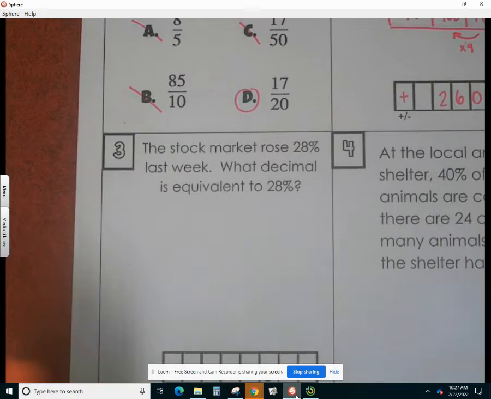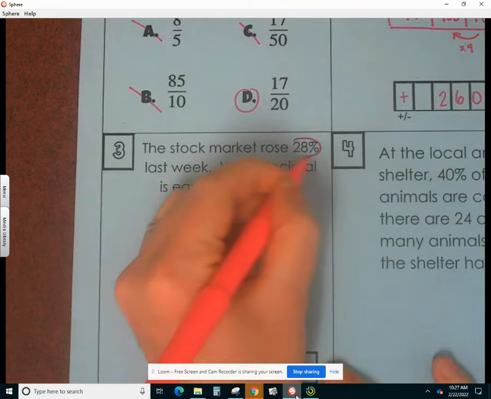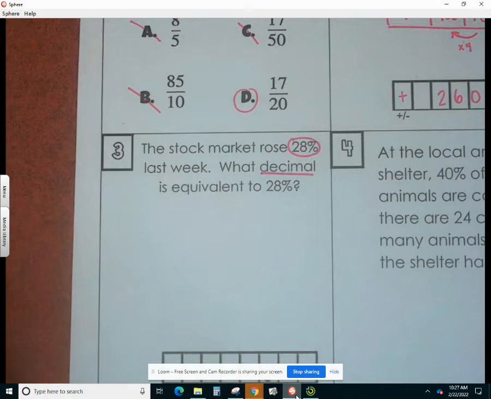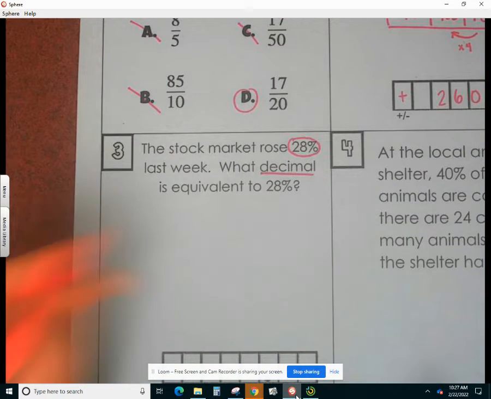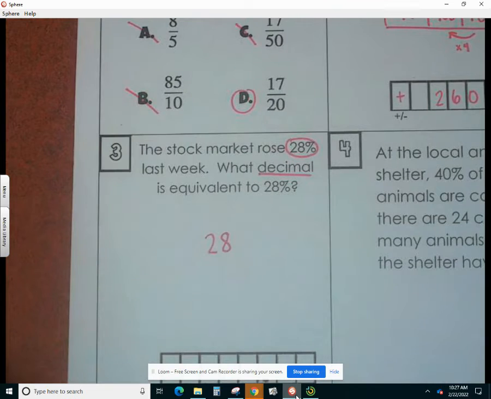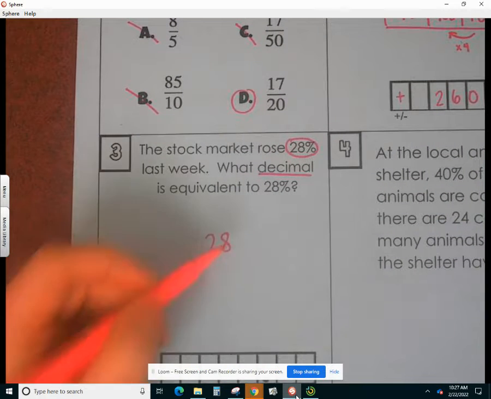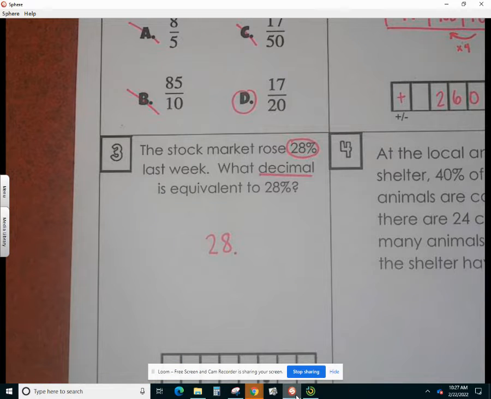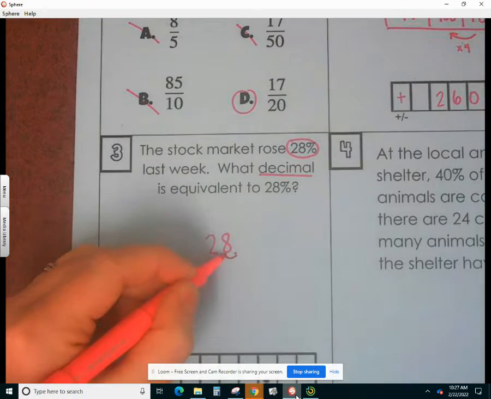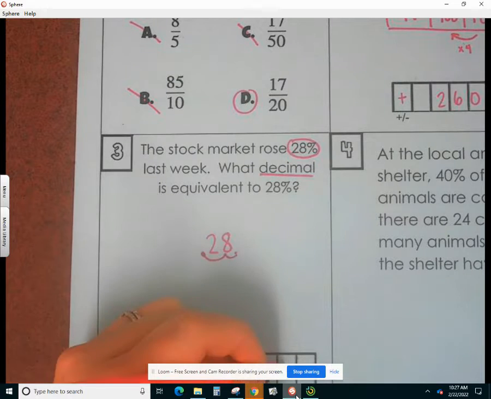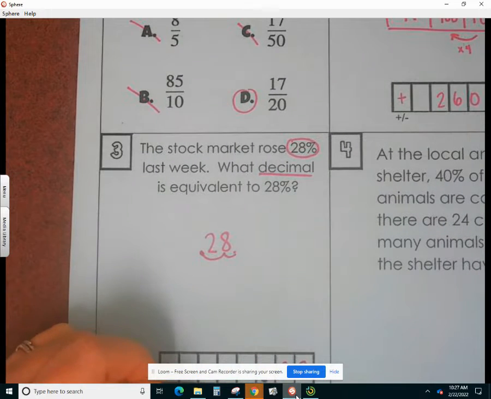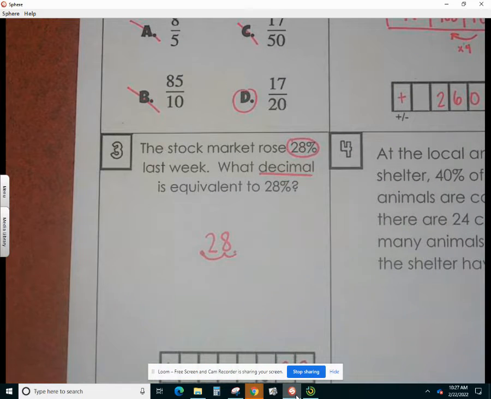Question number 3. This talks about percent, but we don't need a percent box for this because all it's asking for, it's giving us a percent. It wants it as a decimal. So the number 28, that we don't see the decimal, but we know that it has one. No decimal in sight, put it on the right. And all we have to do is move the decimal 2 times to the left. So it would be 0.28. Easy peasy.